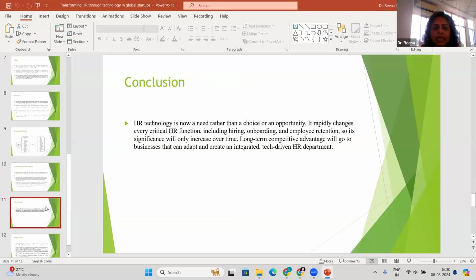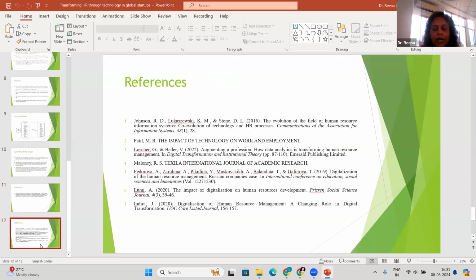So in conclusion, HR technology is now a need rather than a choice or an opportunity. It rapidly changes every critical HR function, including hiring, onboarding, employee retention. So its significance will only increase over time. Long-term competitive advantage will go to businesses that can adapt and create an integrated tech-driven HR department. And these are the references.